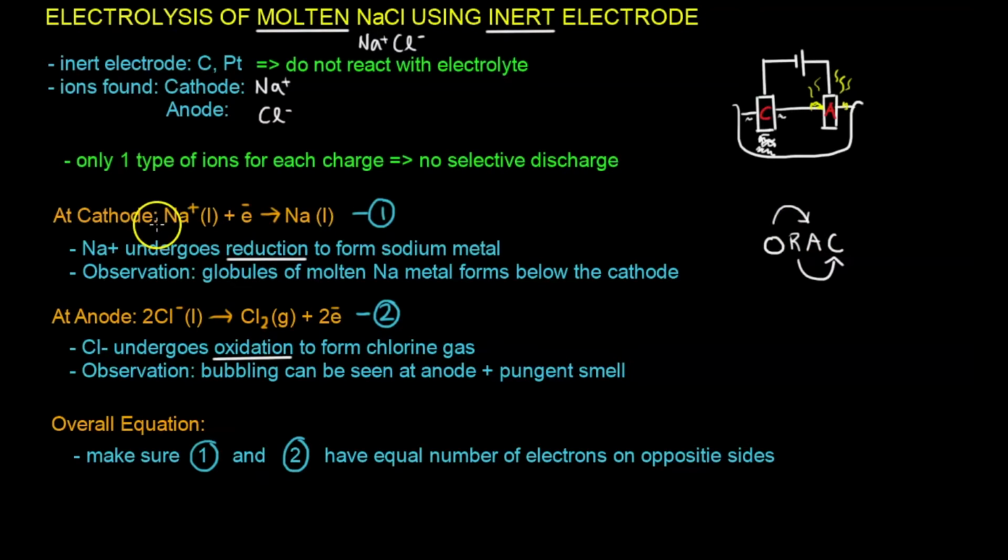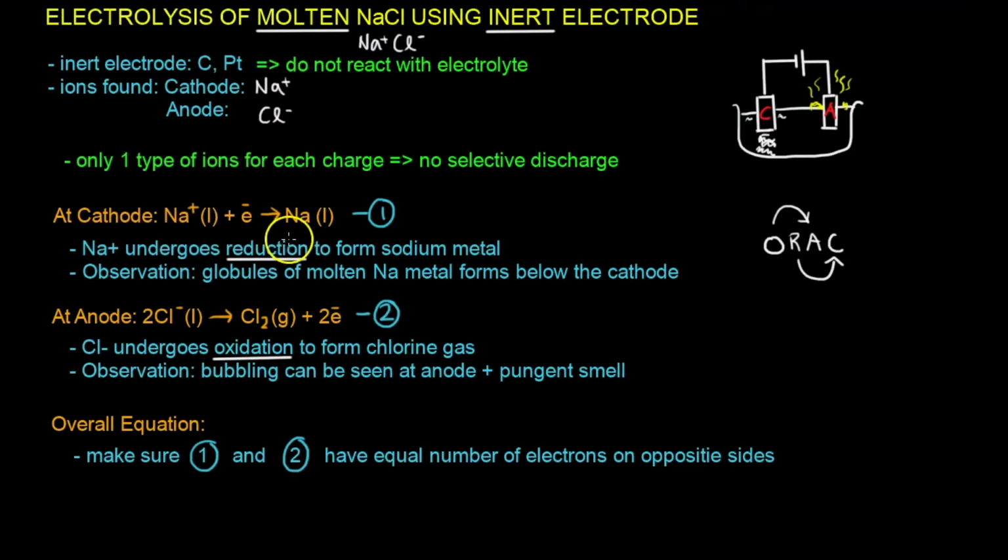In a typical question, they usually ask you to write down the reaction at the cathode, write down the reaction at the anode, and to give the overall equation. What do I mean by overall reaction? Basically, it's to make sure that 1 and 2 have an equal number of electrons on opposite sides. There's a typo here, but you understand what it means.